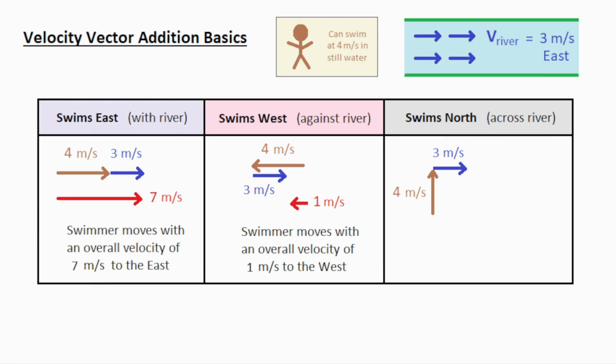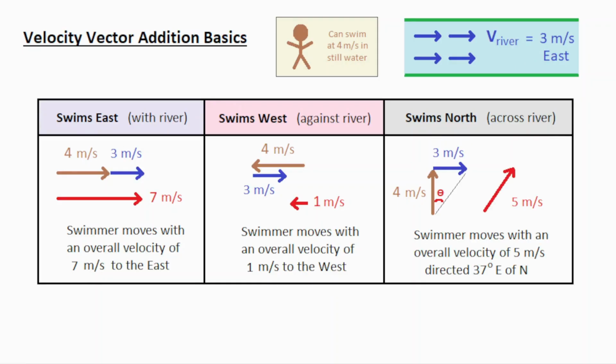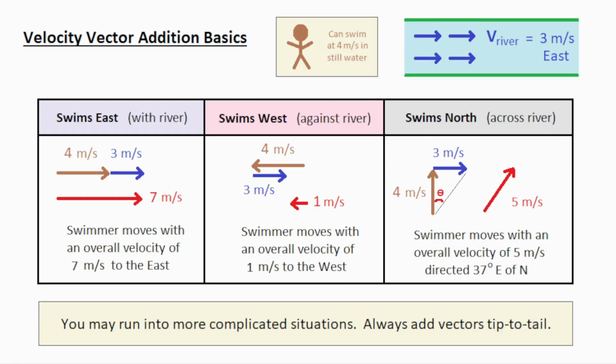The third example would be the swimmer paddling across the river or directing north. The river will carry the swimmer to the east, and now the tip to tail vector addition would be an angled vector directed north and east, and I would need to use trigonometry to find the magnitude of 5 meters per second, and then likely also the direction, which here would be 37 degrees east of north. So you may run into more situations than these 3. You always want to add your vectors tip to tail, as shown in the 3 examples above.